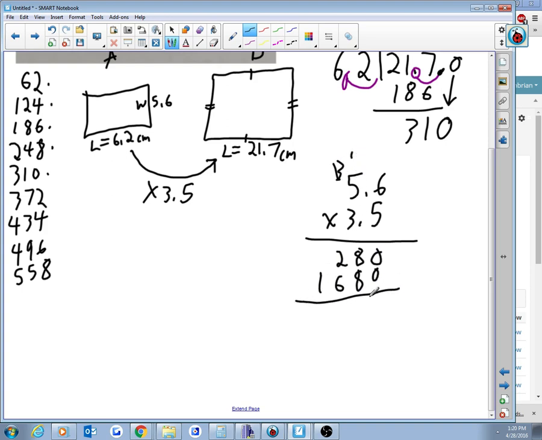Now I add these up. I get 0, 16. Carry the 1, 9, and 1. And I'm bringing back this decimal 1, 2 times, 1, 2 times. So 19.6. And that's a reasonable answer. Did I mess up? Where did I mess up? The perimeter. So yeah, I'm not quite done.